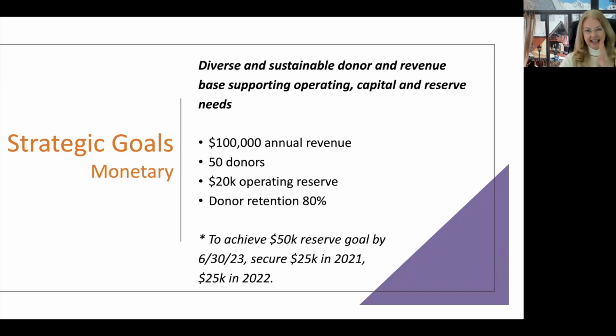And as a caveat, we want to achieve $50,000 as a reserve goal by 2023 by securing 25K in 2021 and 25K in 2022. Now, these may not be your goals. These are just examples that I am giving to help you see where we start and what we do. So those are the monetary goals.